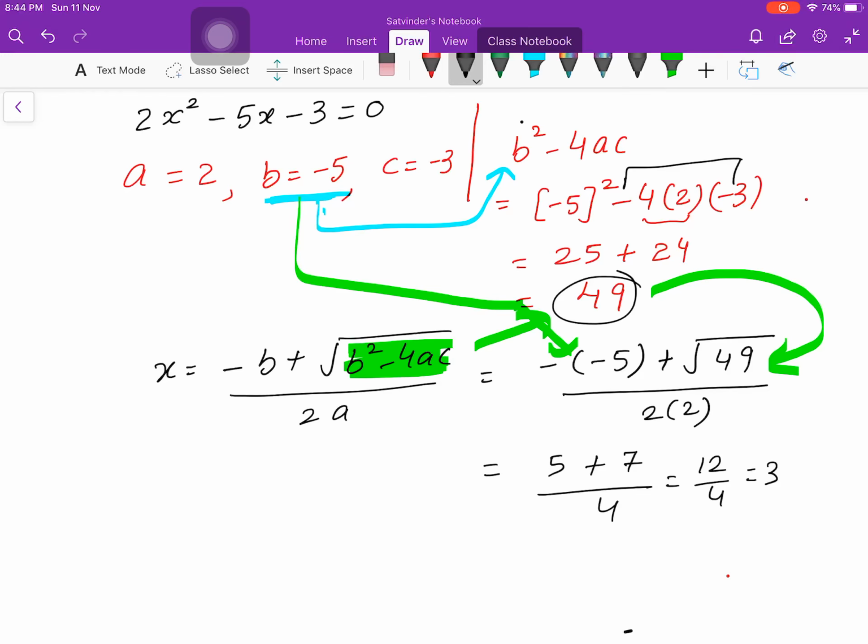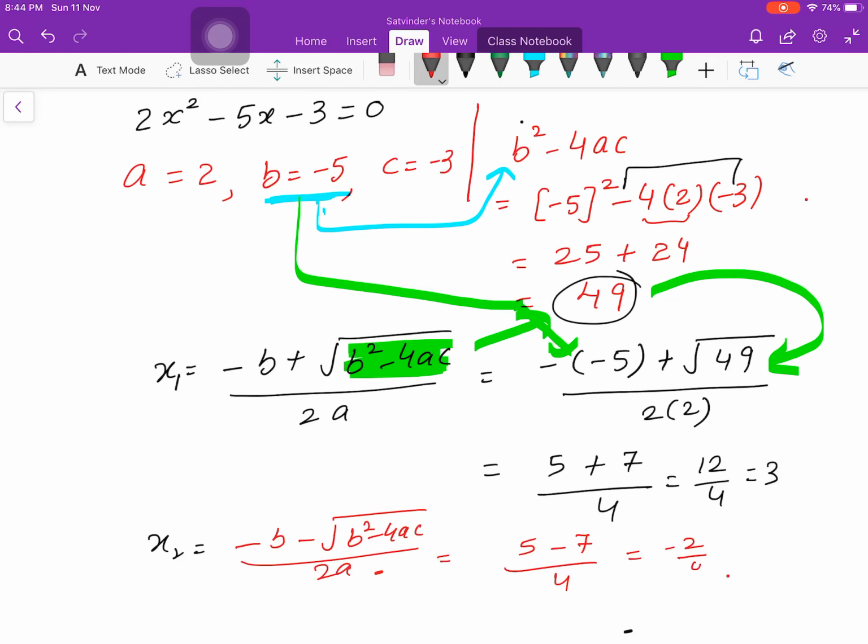Okay, and the second value, if this was x1, then x2 is my second answer, and in the second answer I need to change this plus into minus. So negative b minus square root of b square minus 4ac over 2a. So very simple. 5 minus 7 over 4. So negative 2 over 4, which is negative half.